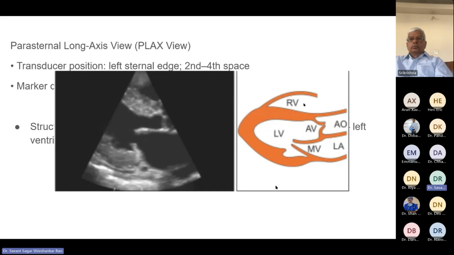The right image shows, from above downwards, RV, LV, and towards the right of the image, we can see the aortic valve, aorta, mitral valve, and left atrium. On the left side of the image is the echo image depicting the same. First comes the RV, then the interventricular septum, then the LV cavity, and then we can see the anterior mitral leaflet anteriorly and the posterior mitral leaflet attached to the posterior wall, the left LV wall.